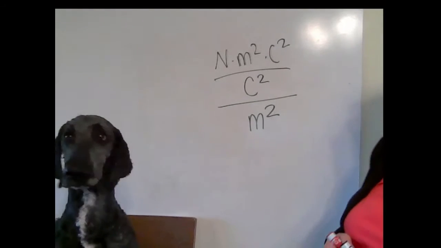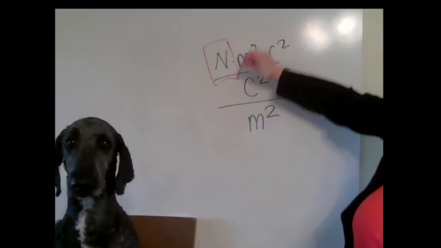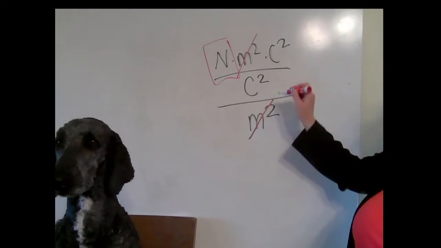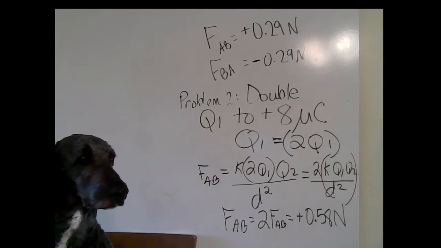Here's a look at canceling the units. You'll see that we do end up with a newton because the meter squared cancels with the meters squared on the bottom. Here's an example problem I want to do with you.